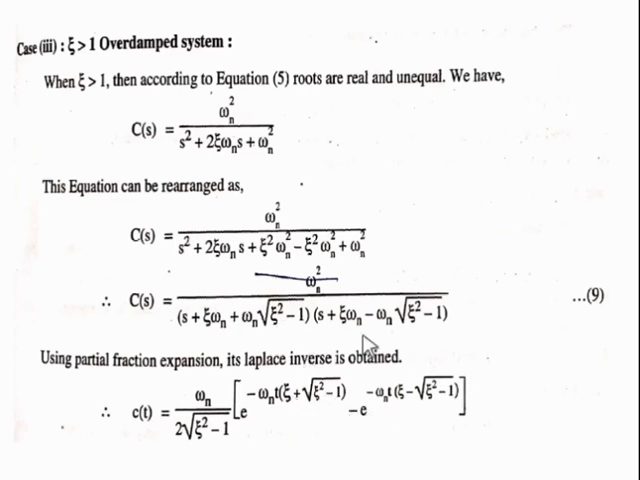Same for this: s plus A, where A is here omega n times zeta minus under root zeta square minus 1. And so we get the Laplace inverse of this equation: C(t) equal to omega n divided by 2 times under root zeta square minus 1, and so on.